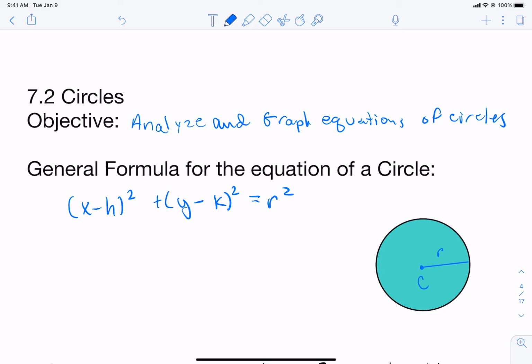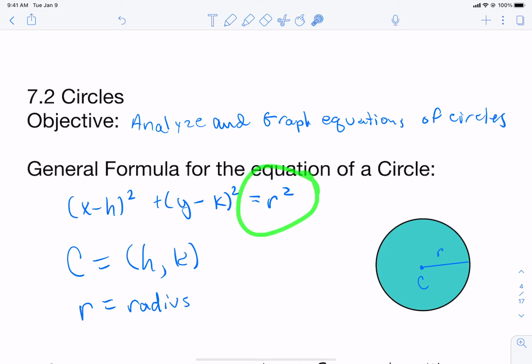In this particular equation, your center is always the opposites of what you see here. You'll notice in the formula it says negative h and negative k. That just means the opposite of h, k. So our center is (h, k). r is our radius. You always have to take the square root of that number right there. So this formula we're going to use again and again, so make sure you understand what your center is and what your radius is.